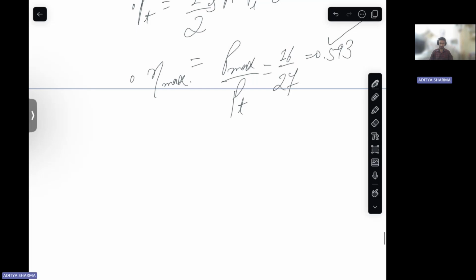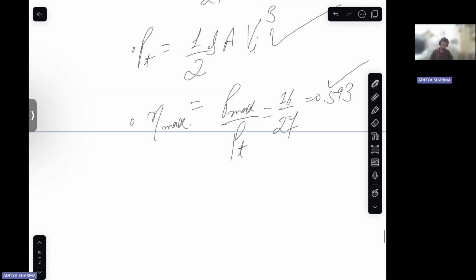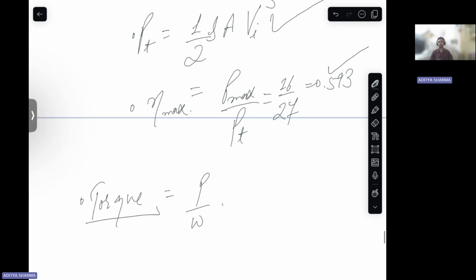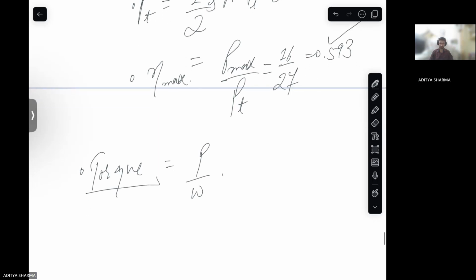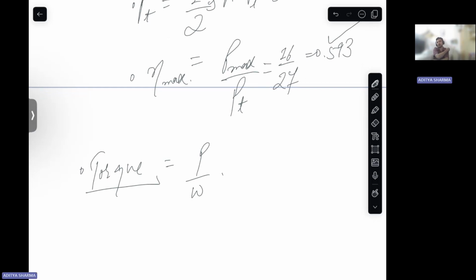All right. So from your power, you can calculate torque. Torque is power divided by your angular velocity, right? The torque into your angular velocity is power. In rotational mechanics, force into velocity is your power, right? The same way, the expression for torque can be found out.